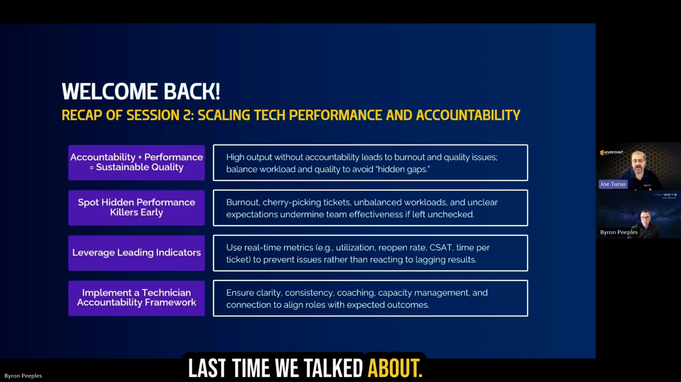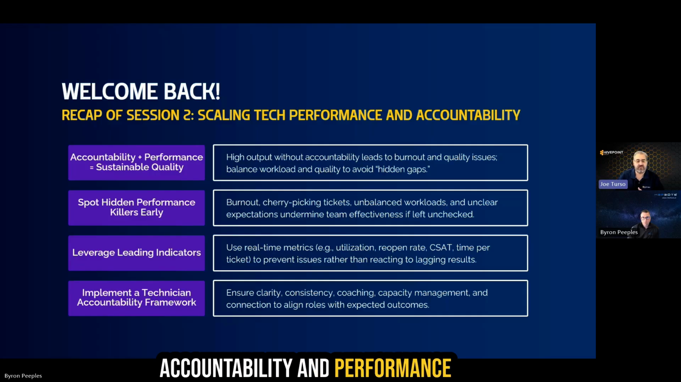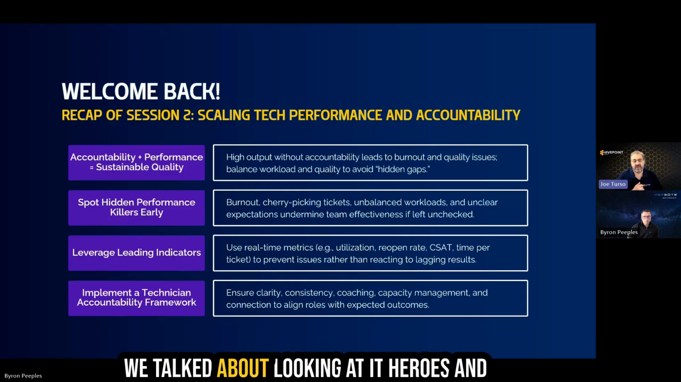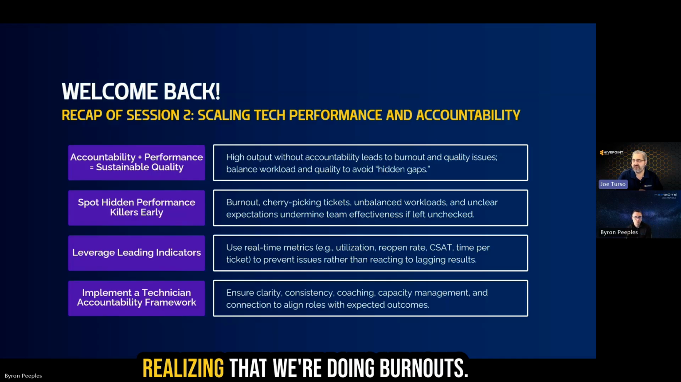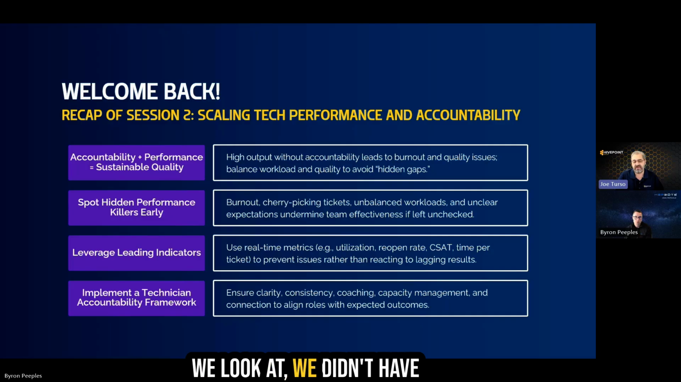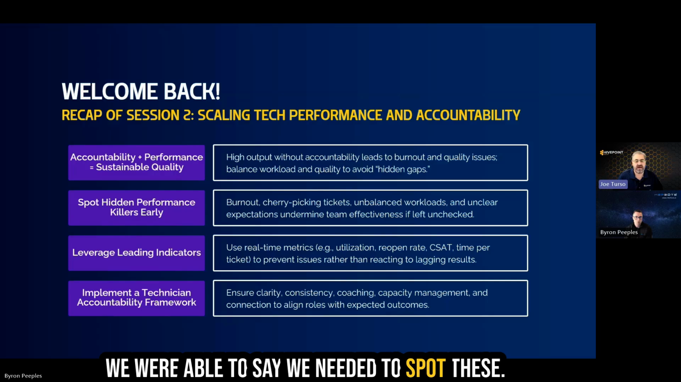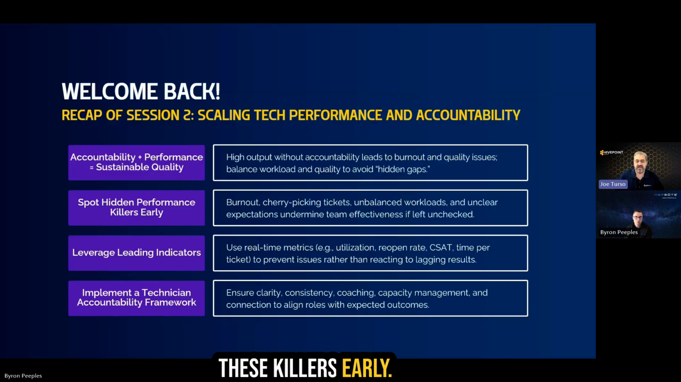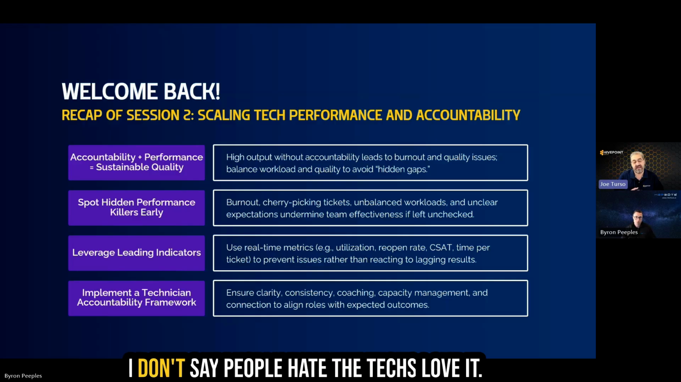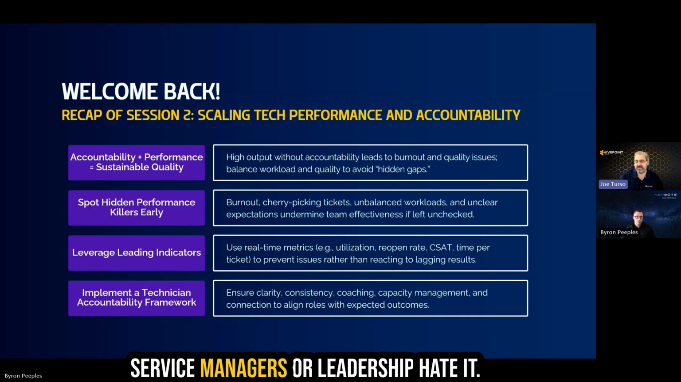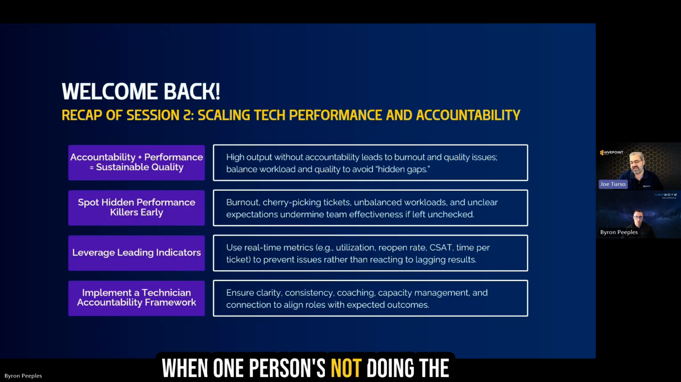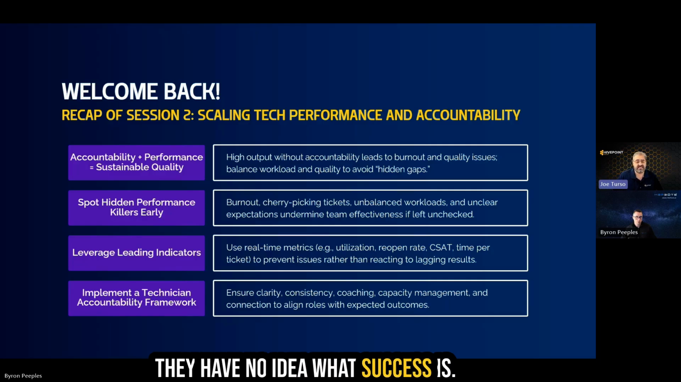Last time we talked about accountability and performance and sustained quality. We talked about looking at key heroes and realizing that we're causing burnouts. We didn't have balanced workloads and we had gaps in our service delivery. We needed to spot these killers early. Things that people hate are cherry picking tickets. I don't say people hate it, the techs love it. Service managers or leadership hate it. When one person is not doing the job the other person is doing, or is unclear on what the expectations are of somebody, right? They have no idea what success is.